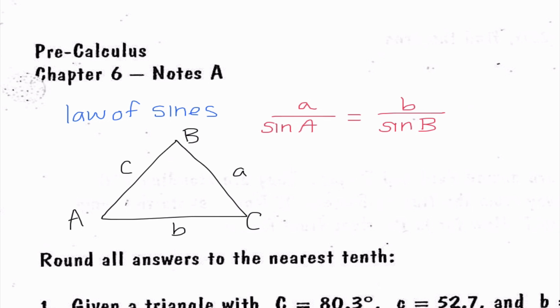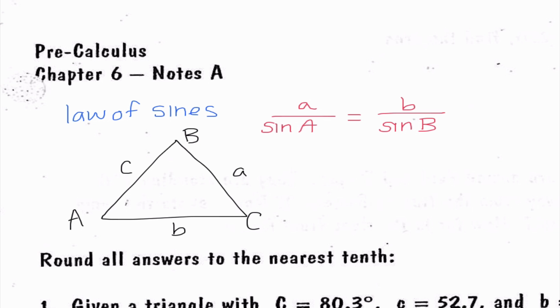The first of these, you guys have actually learned before. It's called the law of sines. And it is a over sine of angle A equals b over sine of angle B. And you guys learned this last year in Algebra 2. And sometimes we'll see this written a little bit differently with the trig ratios in the numerator and the sides in the denominator, but it really doesn't matter as long as we're consistent in how we write it.